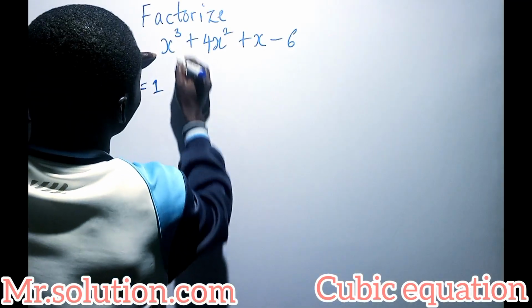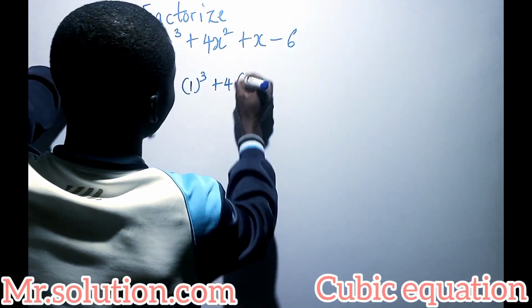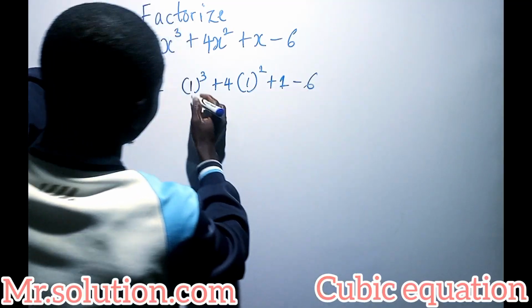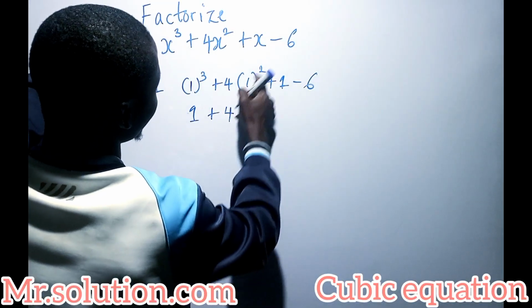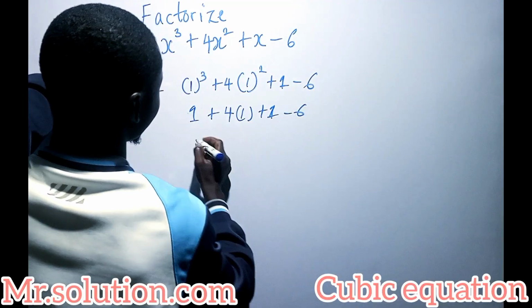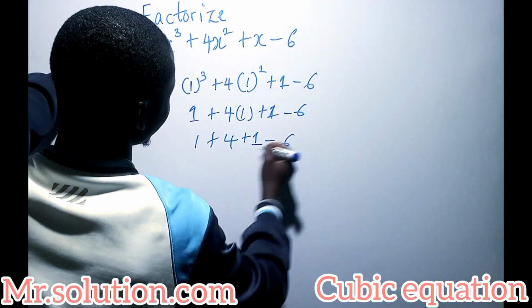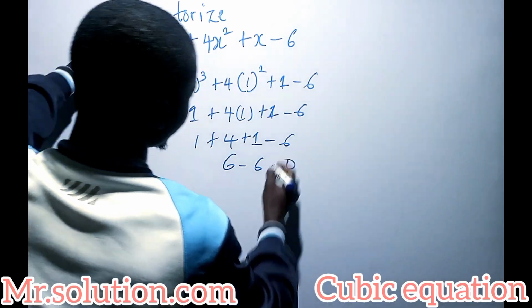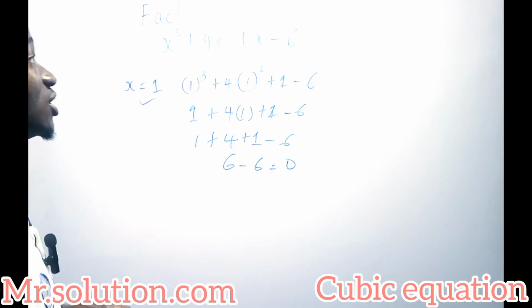So we say x cubed becomes 1 cubed plus 4 times 1 squared plus 1 minus 6. 1 cubed gives us 1, plus 4 times 1 squared is 1, plus 1 minus 6. So 1 plus 4 times 1 is 4, plus 1 minus 6. 1 plus 4 is 5. 5 plus 1 is 6. So 6 minus 6 gives 0, which means x equals 1 is a zero of the function.